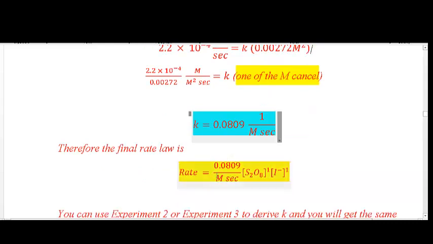So the final rate law is rate equals k times the initial concentration of the reactant to the power of 1 times the initial concentration of the second reactant to the power of 1. These are the units of k with the correct value and the correct order.